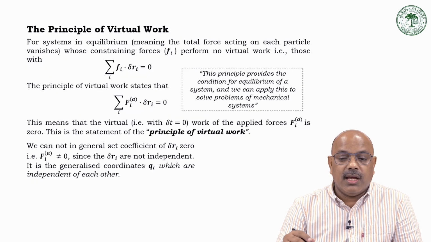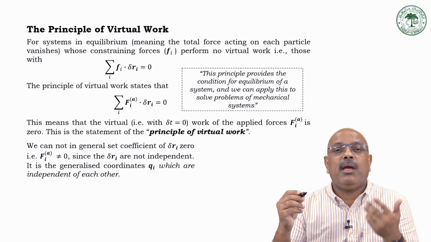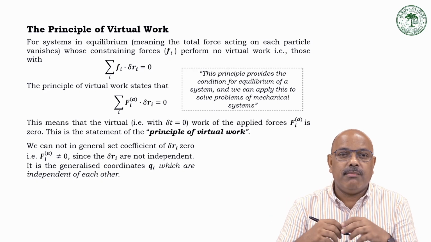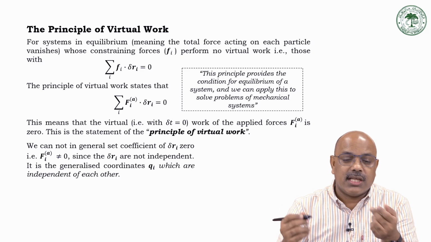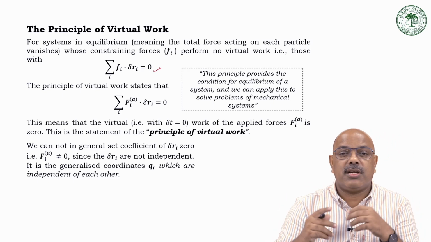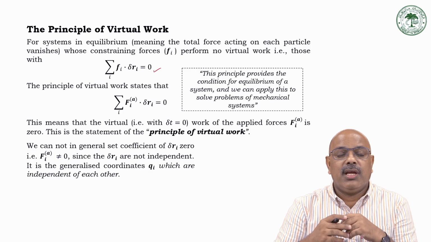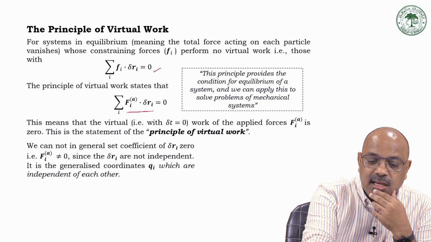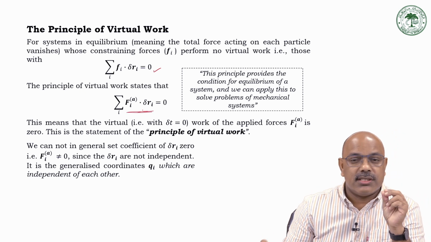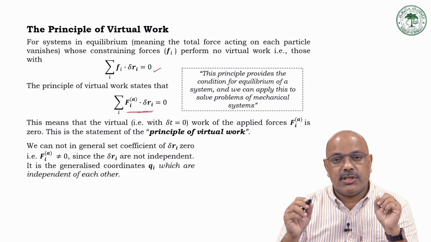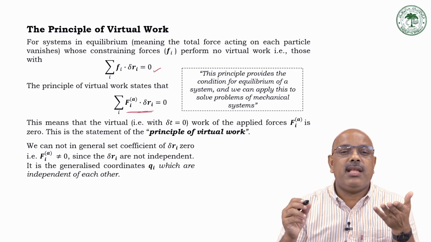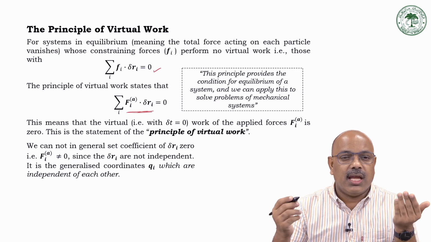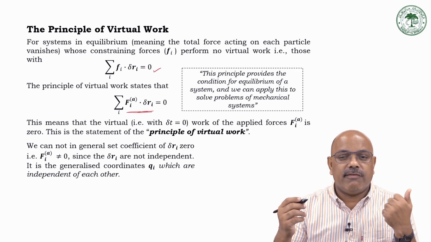So moving further, for a system in equilibrium, we are talking about static equilibrium, and the work done, Fi dot delta Ri, for all the forces and constraint forces acting on the system is 0. Then the principle of virtual work states that the work done by the applied forces Fi for the virtual displacement delta Ri is going to be 0. This is the statement of the principle of virtual work.